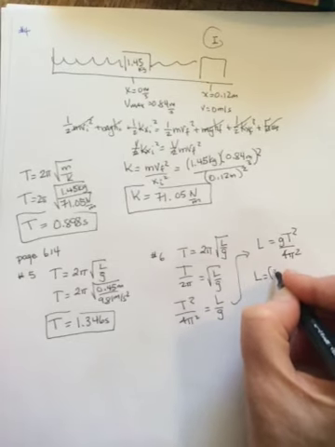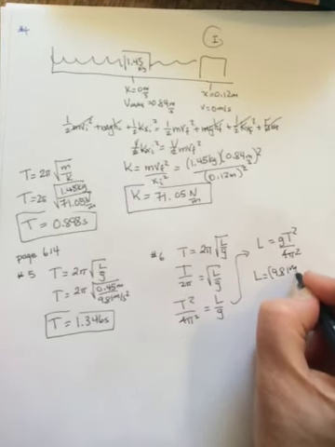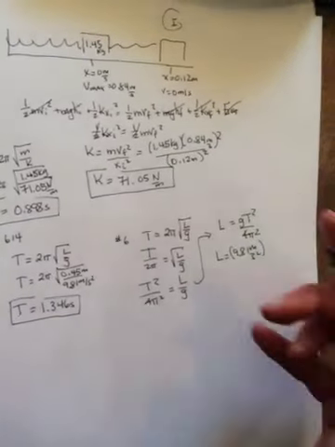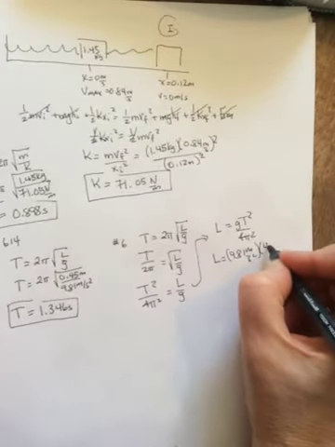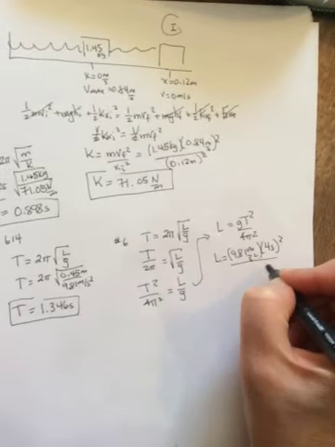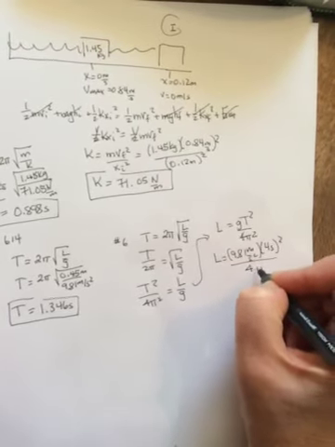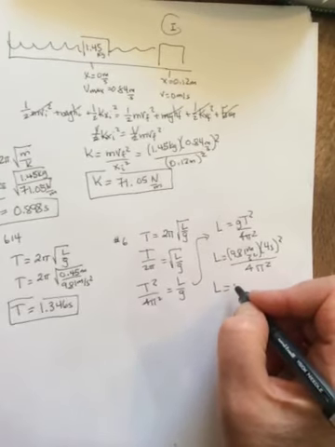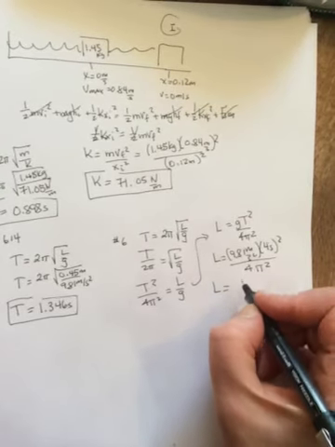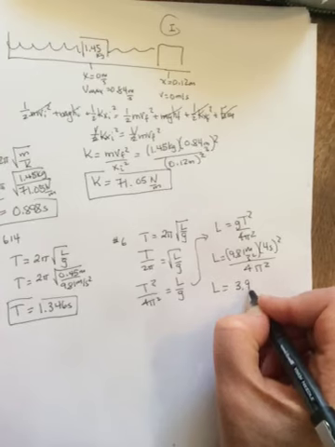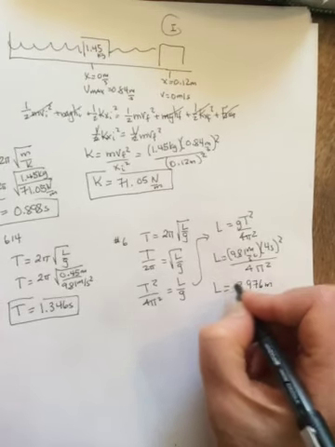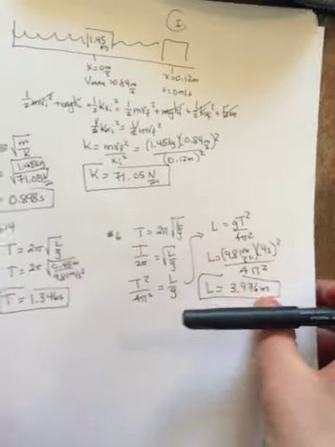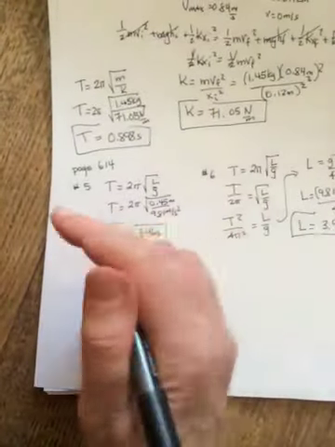So L equals 9.81 meters per second squared. Told us in the question that T was 4 seconds. Remember to square it. Divide it by 4π squared, and try to remember to square your π as well. And so when you do this, you should get 3.976 meters. Number 6, done. Number 7.